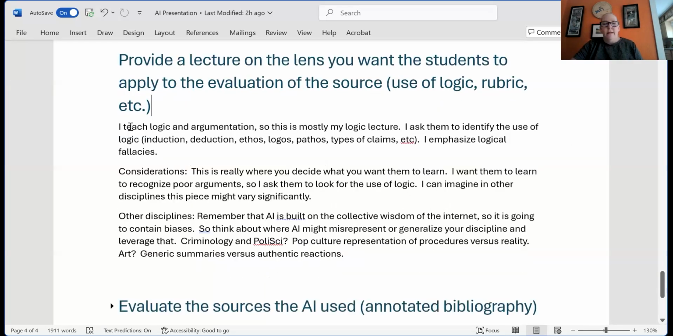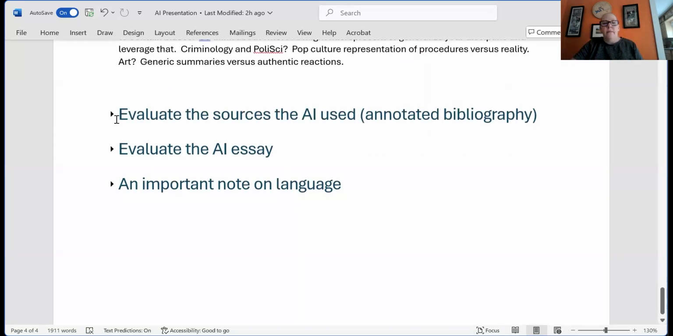And then I love this assignment. The AI will produce, and I should have done a different kind of share screen. Let me do this. I'm going to stop share for a second and reshare. Where'd it go?